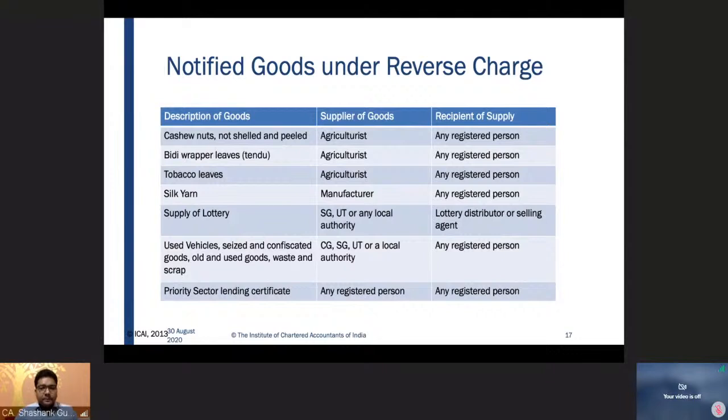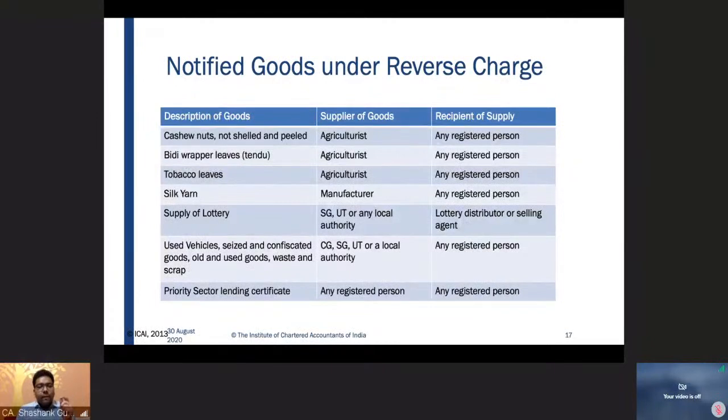So friends, what do I mean when I say reverse charge? This is Mr. A and this is Mr. B. Mr. A is supplying goods to Mr. B. For that, suppose the value of goods is 1 lakh rupees. The applicable tax rate is 18%. So 1 lakh rupees value plus 18% of GST, that is 18,000 GST. 1,18,000 A will charge from B.